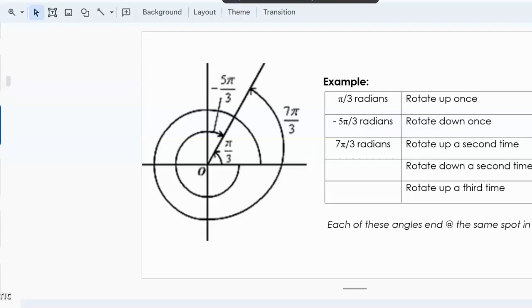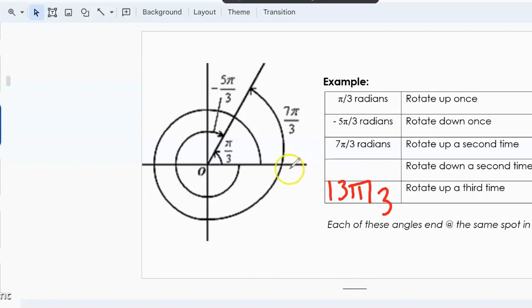Coterminal angles in radians. So it's just like with degrees, but obviously now instead of using degree symbols, we're using radians. And that also means a slightly different measurement. So for example here, you'll see my first rotation is pi over 3 radians. If I then rotate down, I can meet at the same terminal side if I go down negative 5 pi over 3. If I wanted to rotate a second time in the positive direction, I would be at 7 pi over 3 radians. If I wanted to rotate one more time in that positive direction, I'm going to be at 13 pi over 3 radians.